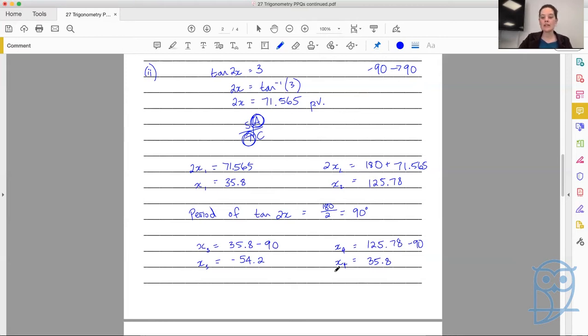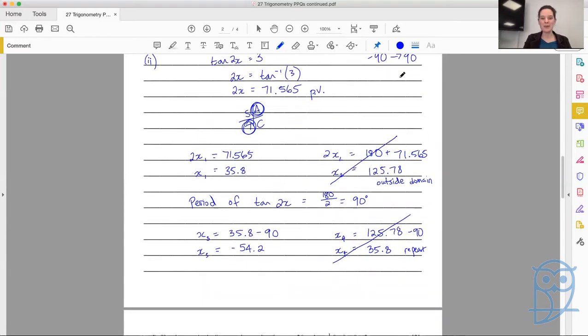So we can now indicate this one here is a repeat solution, and this one here is outside the domain. Okay, and if we went another one down, another minus 90 on our x3 solution, then again we'd be outside our domain because our domain is just minus 90 to 90. So what we've ended up with is only two solutions within the minus 90 to 90.